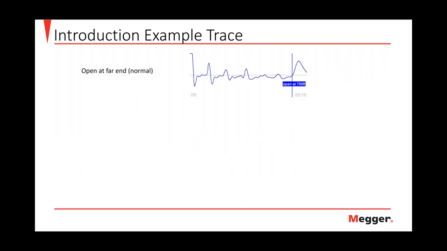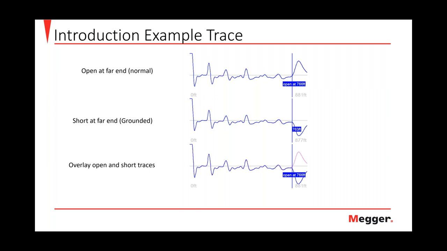So when we're looking at an example trace, we can see it in a couple different ways. So here we have one in a normal condition that we would expect if we have the cable isolated, with that open at the far end. We have another one where it has been shorted or grounded at the far end. And we can overlay them and see the results of both of those.